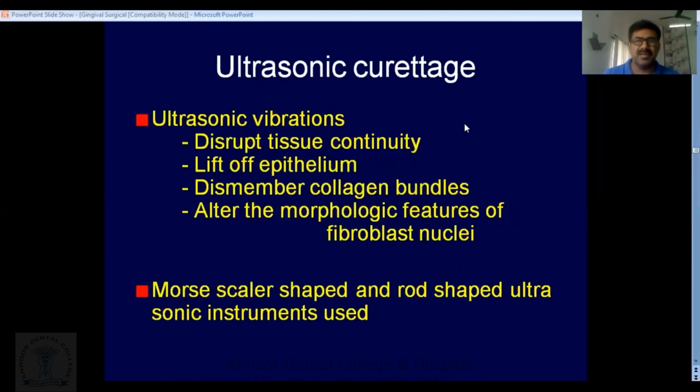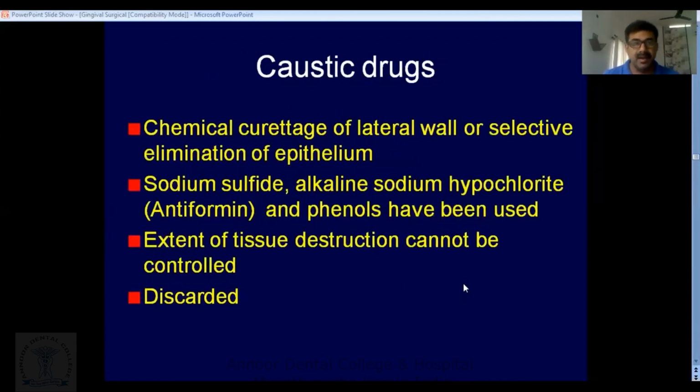And you have different ultrasonic tips of scalers that are available in the market. One is known as a Mohs scaler, and the other is a rod-shaped ultrasonic. These are the common instruments. So these are used. Again, drugs can be used. You apply a little bit of drugs into the gingival sulcus, and this will actually cause sloughing of the tissue, and you can remove the inflamed tissue.